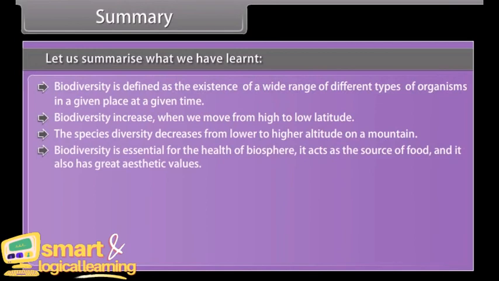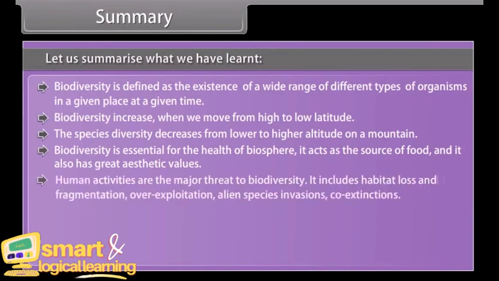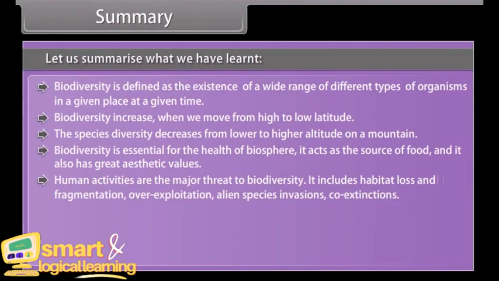Biodiversity is essential for the health of the biosphere. It acts as the source of food, and it also has great aesthetic values. Human activities are the major threat to biodiversity. It includes habitat loss and fragmentation, overexploitation, alien species invasions, and co-extinctions.